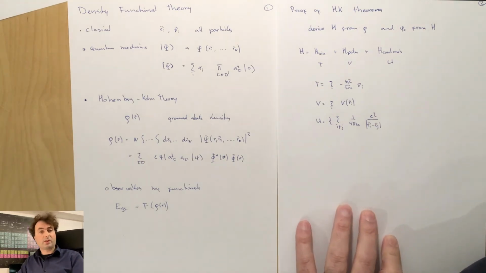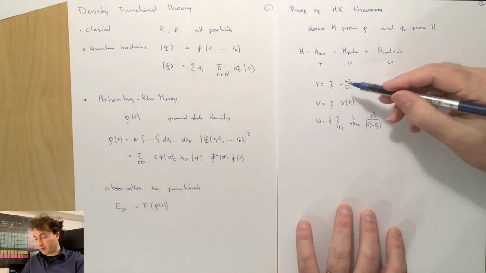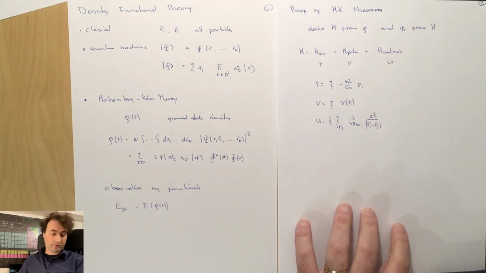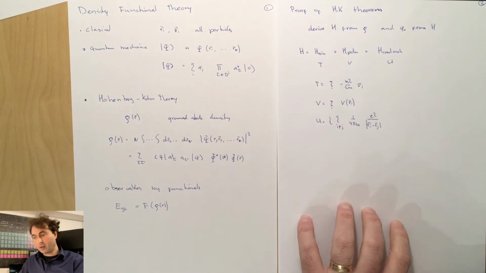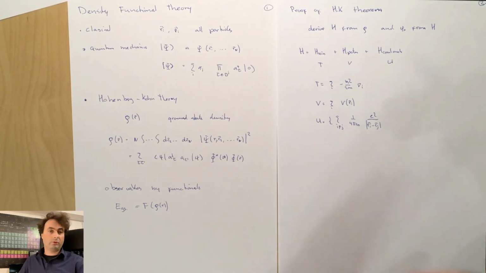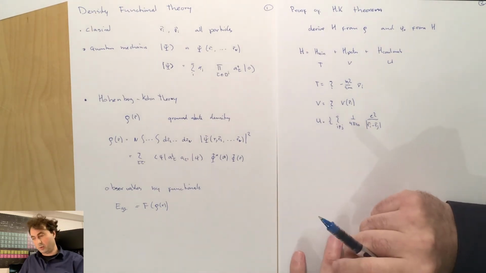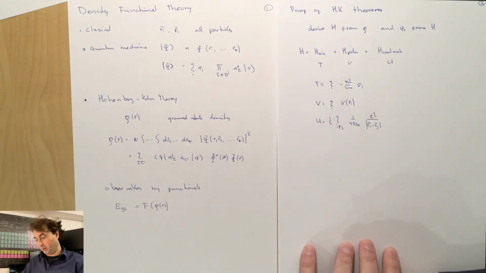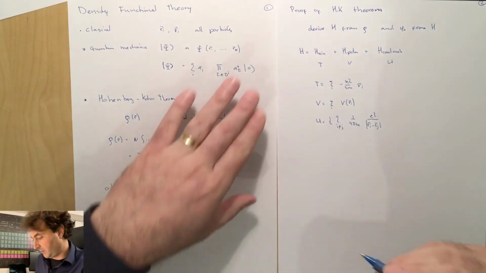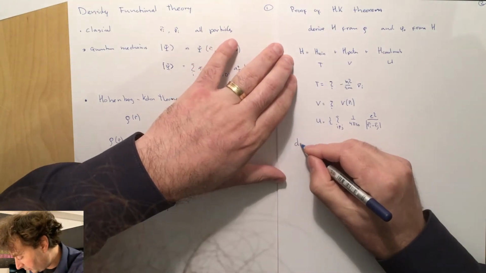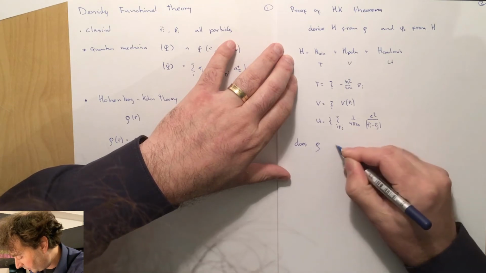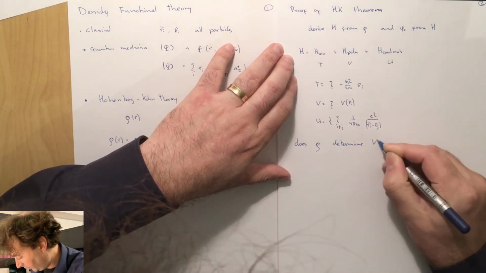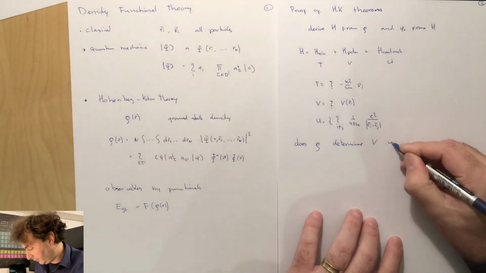Now all systems that we are interested in have the same form of the kinetic energy for the Hamiltonian and the same form of the Coulomb energy of the Hamiltonian. So the question is, if we want to distinguish systems of interest, can we determine the potential Hamiltonian from the density? So we need to prove that rho determines V uniquely.